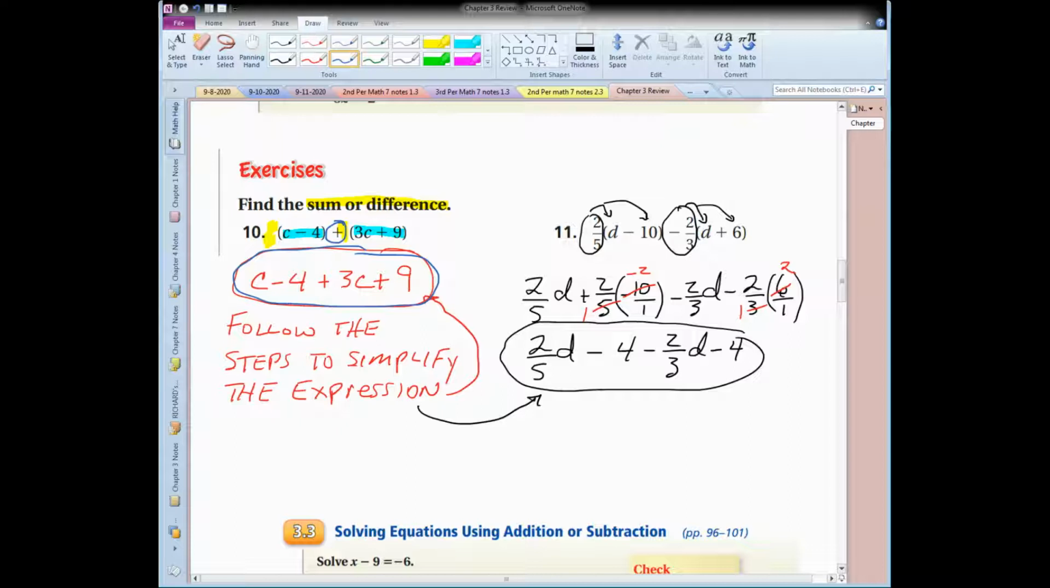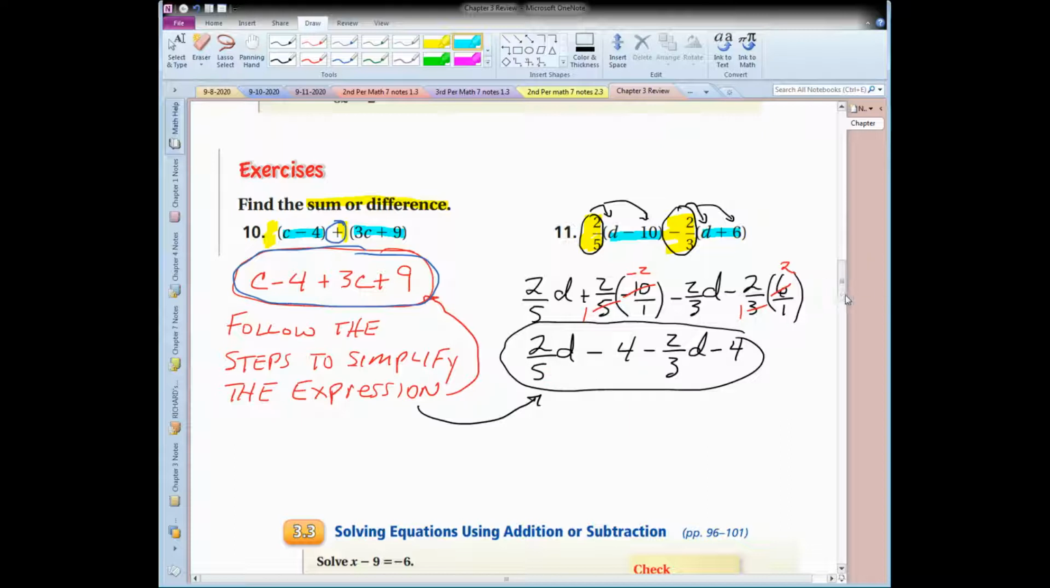For this problem, number 11, I see I need to use a distributive property. Why? Because there is a number in front of each one of these. 2/5 is in front of this linear expression, d minus 10, and negative 2/3 is in front of this linear expression, d plus 6. So I use the distributive property, and I get it to where there are no parentheses. And then all you have to do is follow the steps. Identify the like terms, put them together, combine them, ask yourself 2 questions.